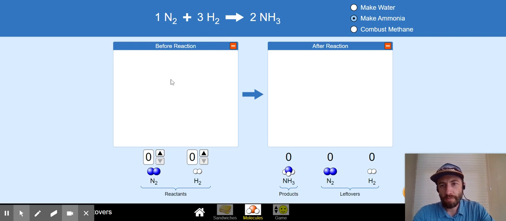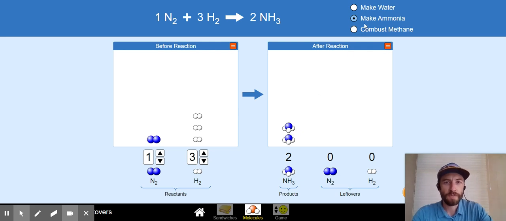So I will go ahead and I'm just looking up here at the 1N2. So I need 1 of those plus 3 of these. And when I do that, it yields 2 molecules of ammonia, NH3. Without the correct number of reactants, I won't get the product.